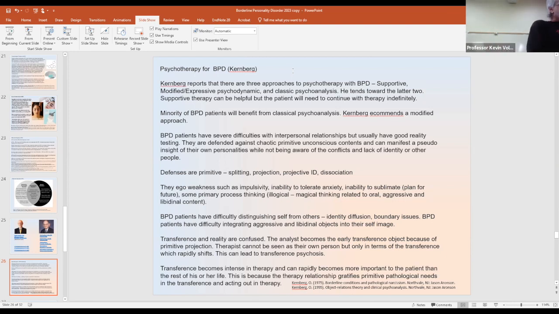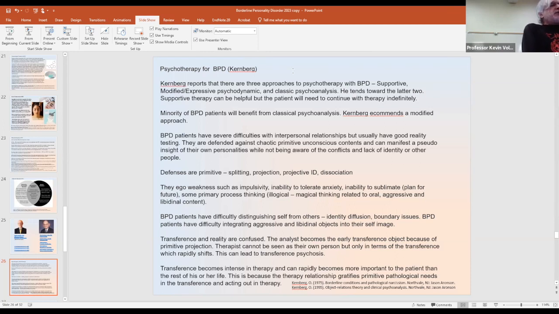Okay. BPD patients have severe difficulties in interpersonal relationships, but usually have good reality testing. They're defended against chaotic, primitive, unconscious contents and can manifest a pseudo-insight into their personalities while not being aware of the conflicts and lack of identity of other people. So that's something you've got to be aware of. They're showing insight in therapy. You've got to work out, is it real insight or is it pseudo-insight? Very important to figure that out.